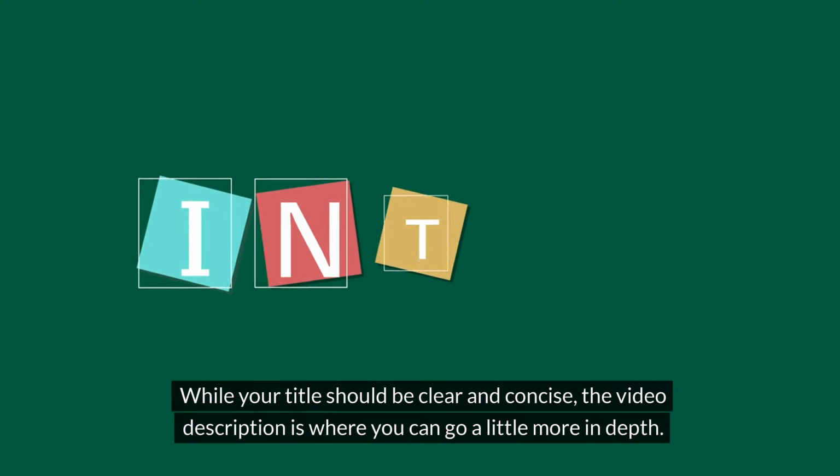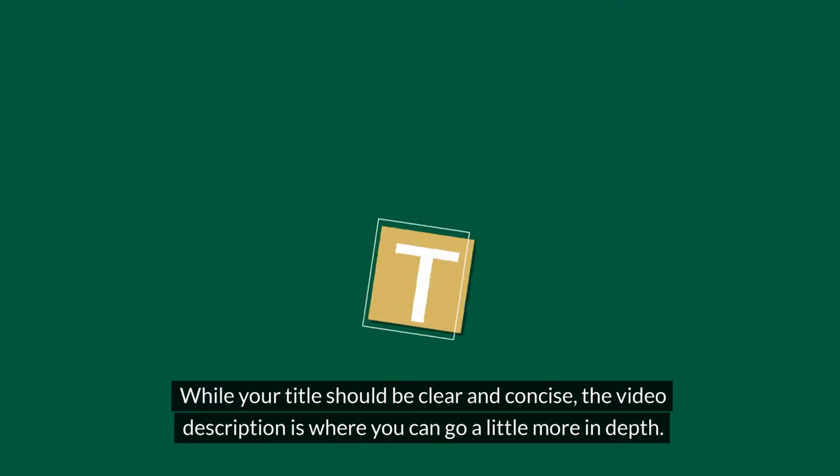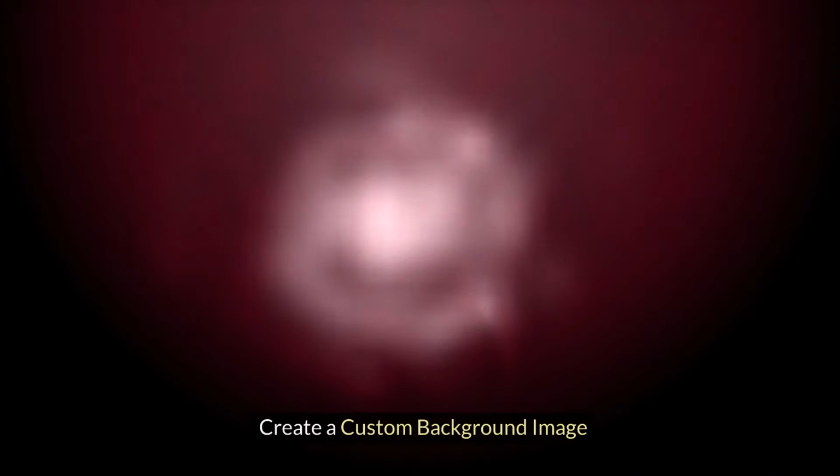While your title should be clear and concise, the video description is where you can go a little more in depth. The description can include a keyword phrase, your URL, and a mini post that briefly describes the content of your video.